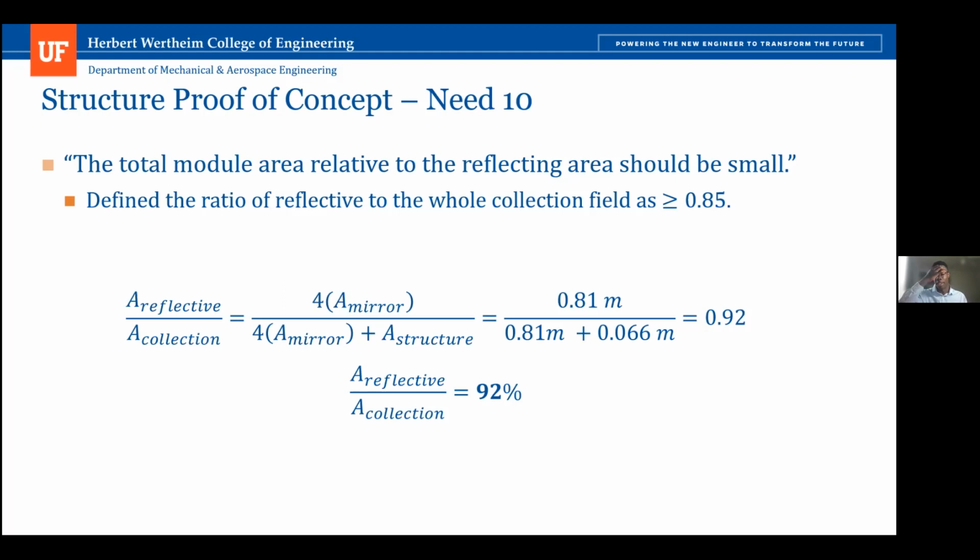For customer need 10, the module's structure area relative to the reflecting area should be small. We interpreted this as the structure that was impeding the reflective area had to be relatively small. So we looked for a ratio of over 85% reflective area to structure. We came to a conclusion that our ratio was around 0.92, which satisfied that customer need.